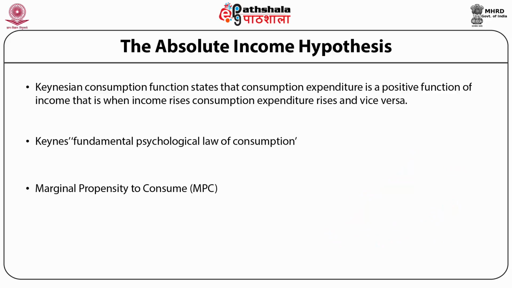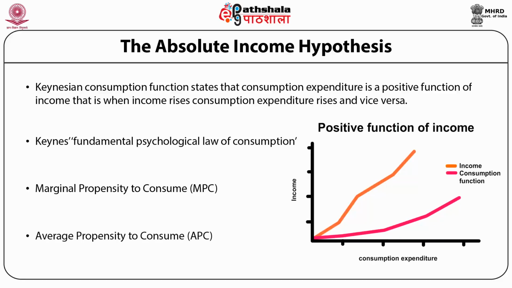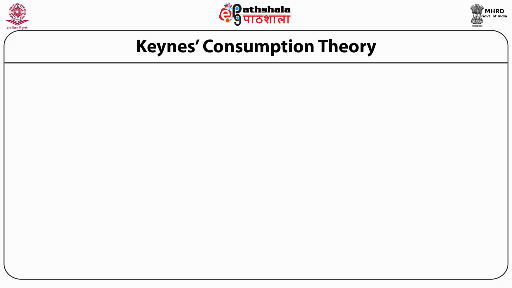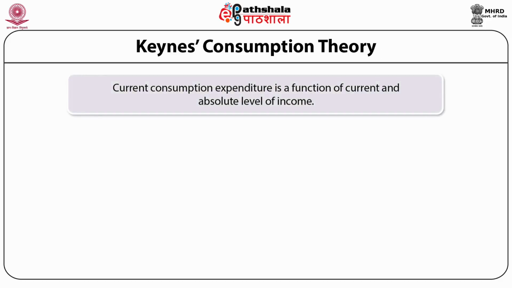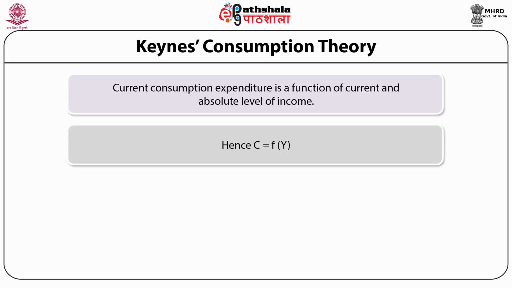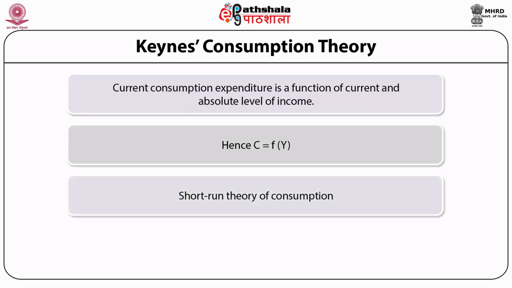There is another relationship which is called average propensity to consume, or APC. The relationship between income and consumption is known as APC. Symbolically, it is written as C upon Y, where C is consumption and Y is income. In simple words, it states the proportion of income spent on consumption. Keynes' consumption theory states that current consumption expenditure is a function of current and absolute level of income. Hence, consumption C is a function of Y, where Y is the current income and F represents function. Since Keynes believed in the short run, and as we know, Keynes is the one who said in the long run we are all dead, this theory is also known as short run theory of consumption.